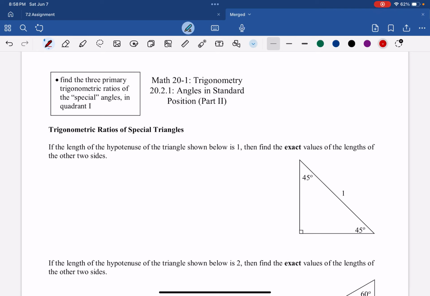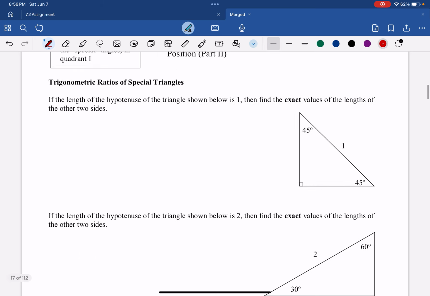Okay, so this is the start of trigonometry. The first thing that we're going to learn in trigonometry is about the three primary ratios and using the special triangles to be able to find exact values. This is really important moving forward, using exact values, and especially into Math 30-1 if that's the route you plan to go into. So the first triangle we're going to look at is what we call our 45-45-90 triangle.